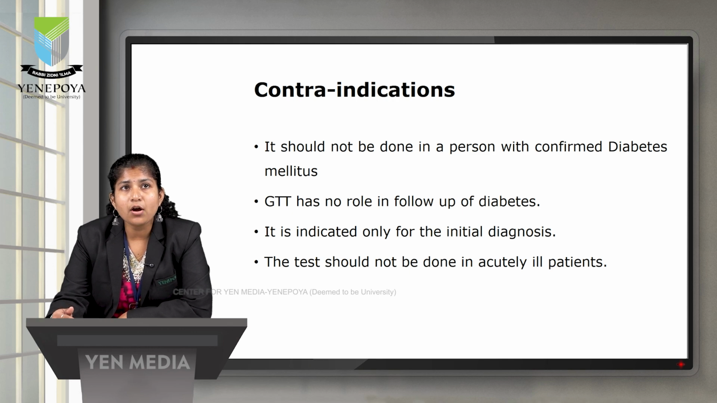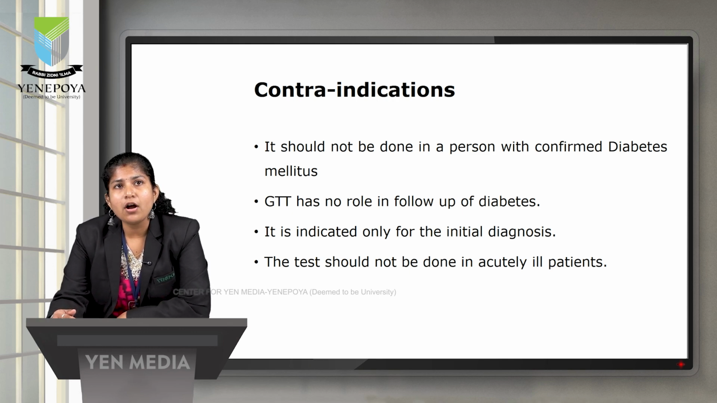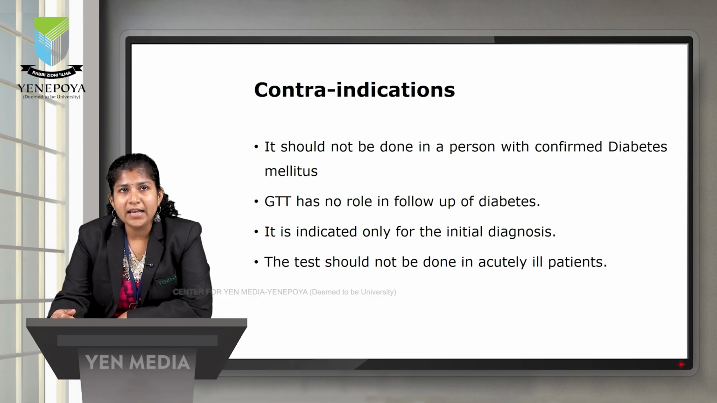Next we will see what the contraindications are. When the patient is already confirmed with diabetes mellitus, we cannot do the glucose tolerance test, as it is not a follow-up test; it is used only for the initial diagnosis of diabetes. This test should not be performed in a patient who is acutely ill.